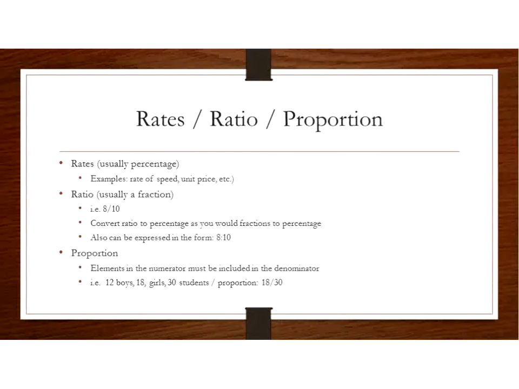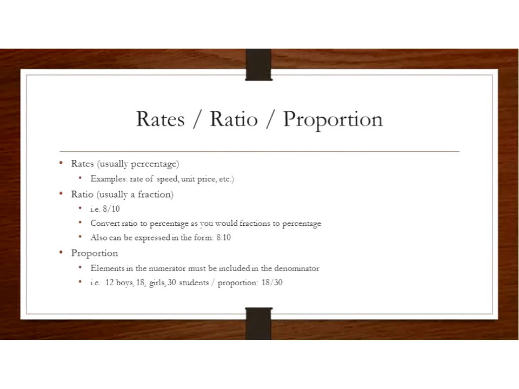Now you can also express a ratio in the form of 8:10, which still means 8 to 10. So we can do it as a fraction, or we can express it in the form of a number, a colon, and the other number that we're trying to express the relationship. Okay, so that basically means if I say 8 to 10, 8 out of 10 of something.